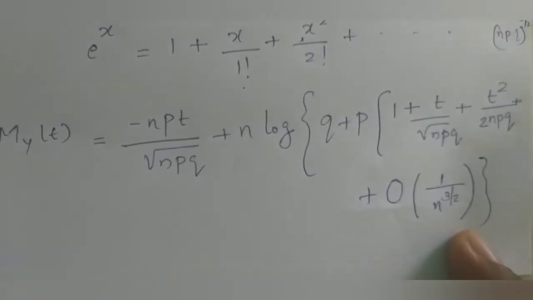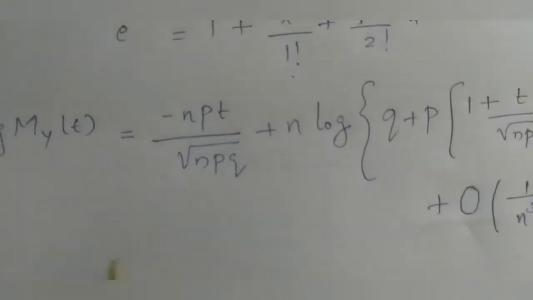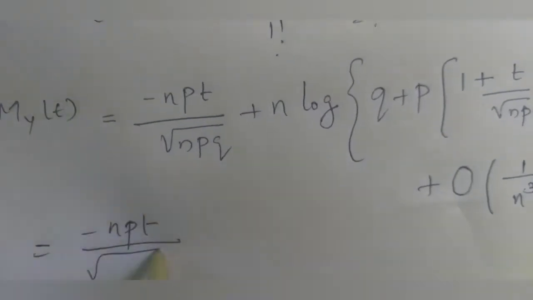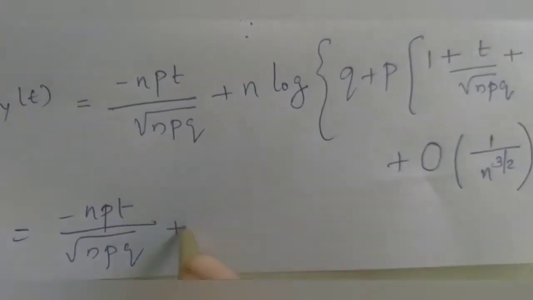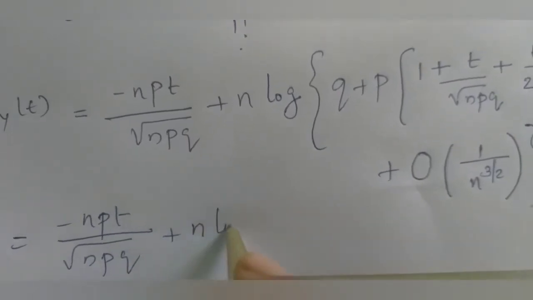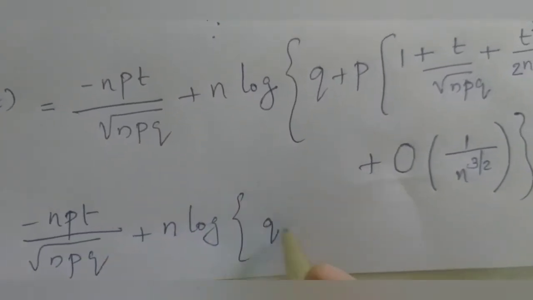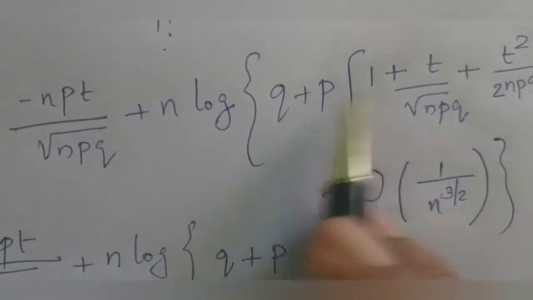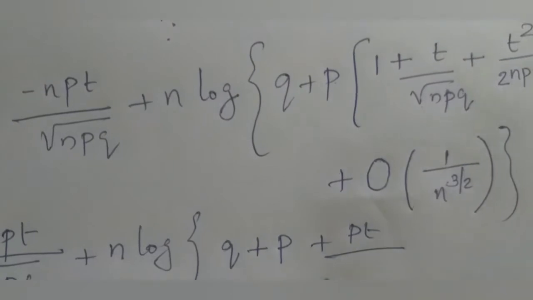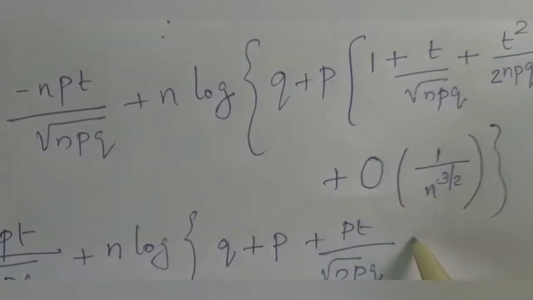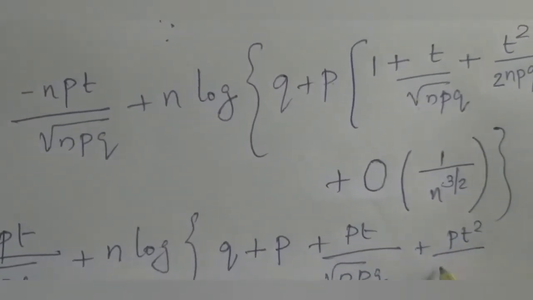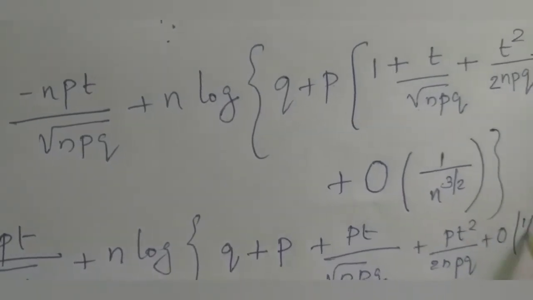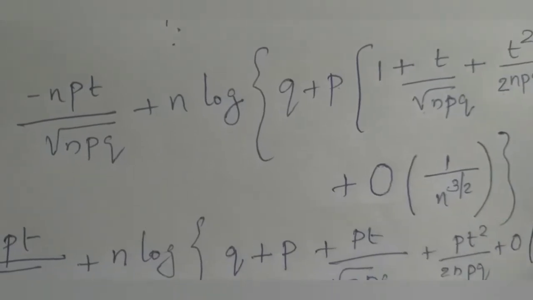Okay, then we can write this as minus npt divided by root of npq plus n of logarithm of q plus p into 1, we can write p plus p into t, pt divided by root of npq plus pt square by 2npq plus order of 1 by n raised to 3 by 2.